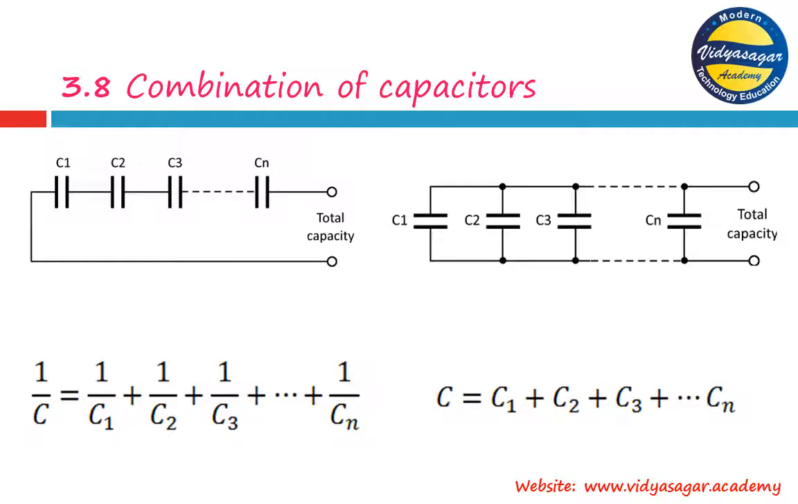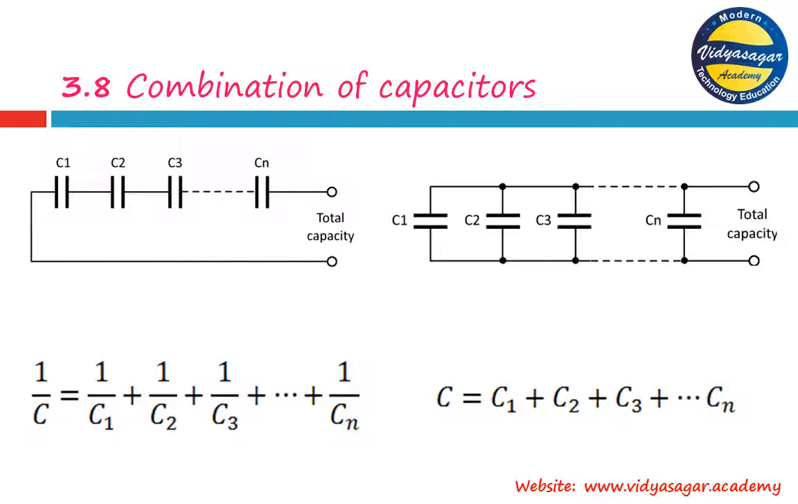Now the combination of capacitors. Just like you already studied in 10th standard how to connect resistors in parallel and in series and what are their effective resistance values, just like that, there can be the combination of capacitors in series as well as in parallel. Now, so far as the resistor combinations are concerned, the capacitor combinations are exactly opposite with respect to resistors.